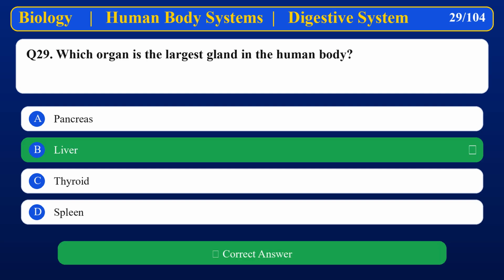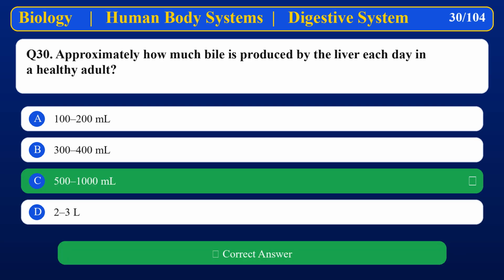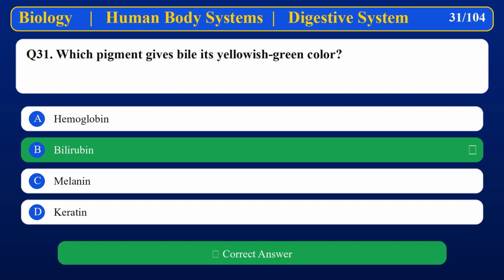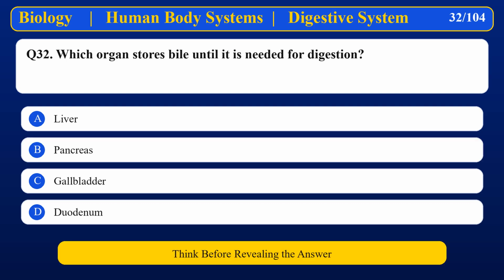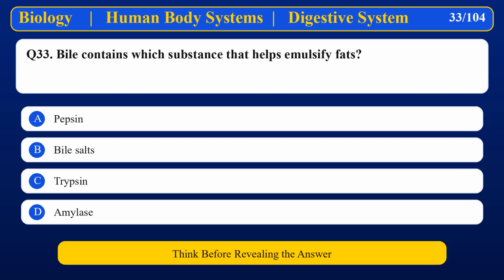Liver. Approximately how much bile is produced by the liver each day in a healthy adult? 500 to 1000 ml. Which pigment gives bile its yellowish-green color? Bilirubin. Which organ stores bile until it is needed for digestion? Gallbladder. Bile contains which substance that helps emulsify fats?